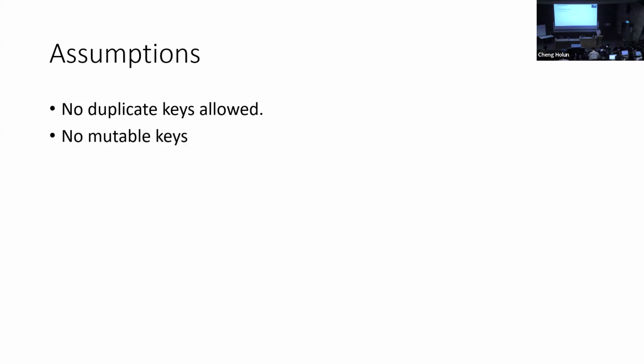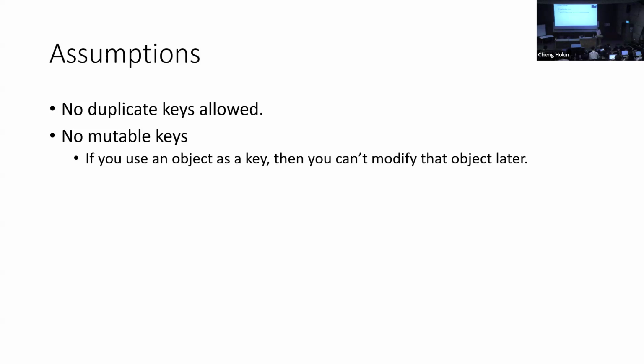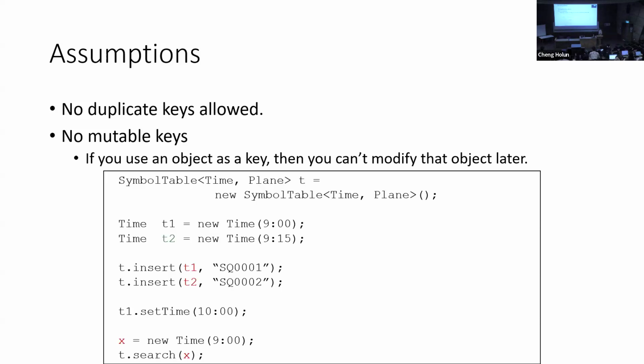But this is a bit maybe not comprehensible. No mutable key. If you learned Python or whatever, you may remember there's something called mutable. What is mutable? If you use an object as a key, you cannot modify it internally. Okay, what does that mean? Let's see this. For example, I want to put this. The time is the key. The plane is actually the data.